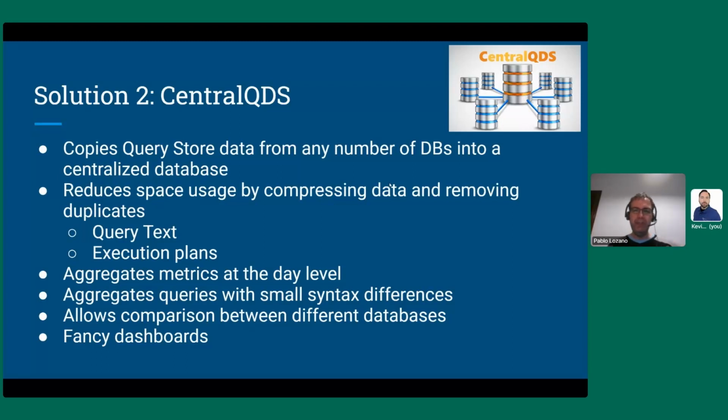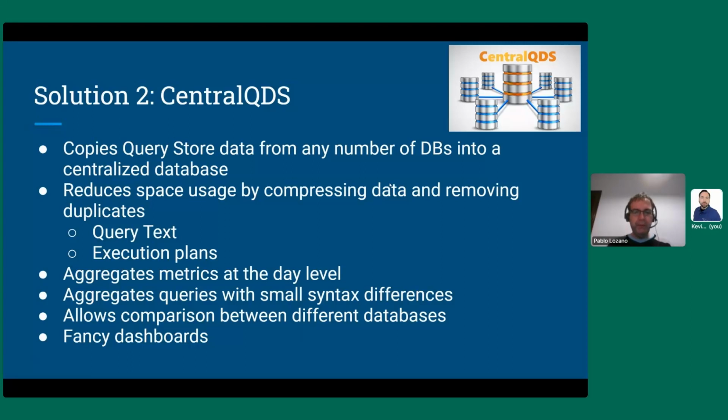So every day after midnight UTC, because Query Store uses UTC, every night we run this process that aggregates all this data, and by the next day we already have all the metrics with what was going on the previous day. This is not a live reporting or live monitoring tool like the previous one, QDS Toolbox. This is just for comparing hundreds of databases.